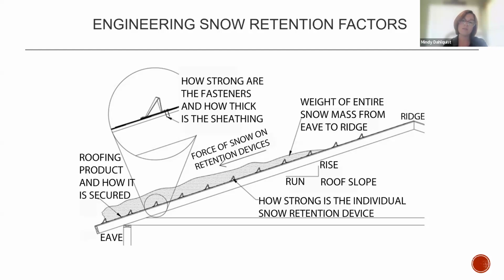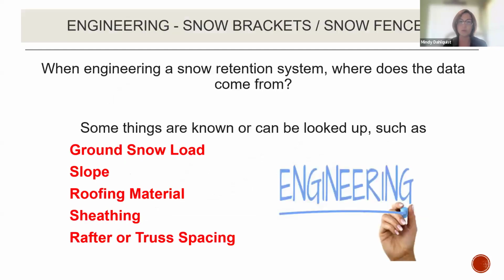What is the force of the snow on the retention devices? What is the weight of the entire snow mass from eave to ridge? What kind of slope are we talking about? Is it a 2/12 or is it a 12/12? And how strong is that individual snow retention device? So as I mentioned, currently, if we wanted to sell snow retention as chapsticks, we could. So how much weight can that one individual chapstick hold back?